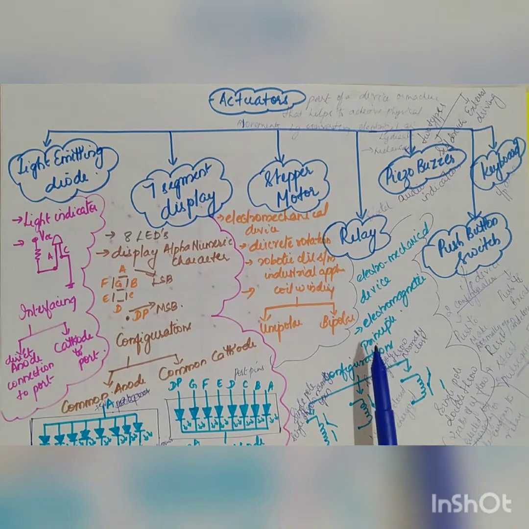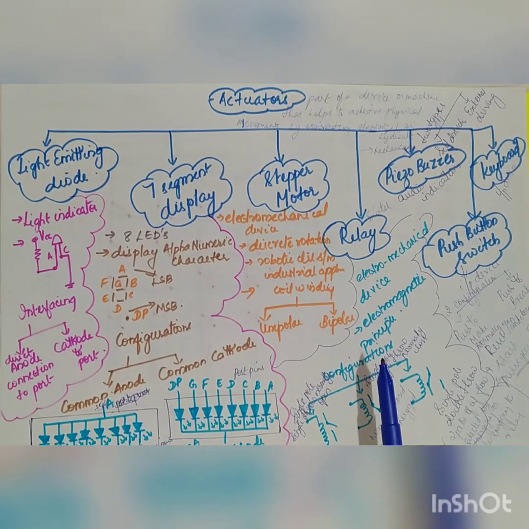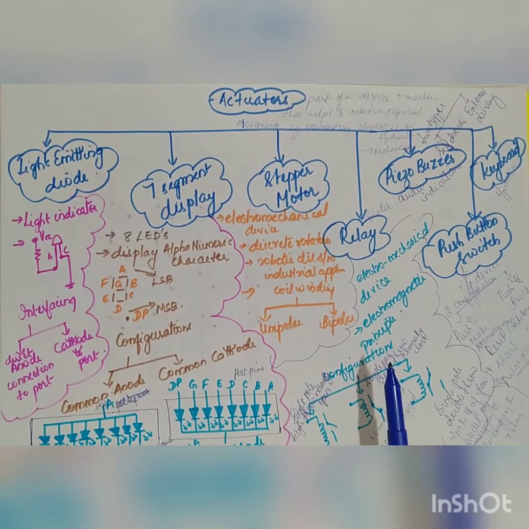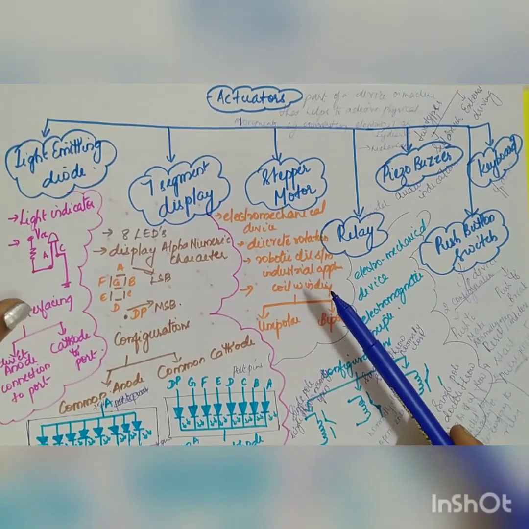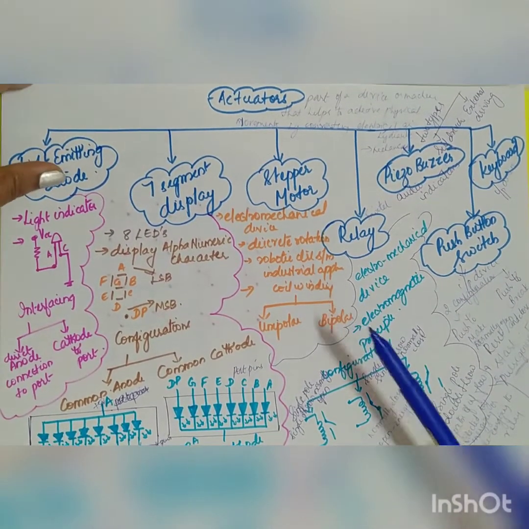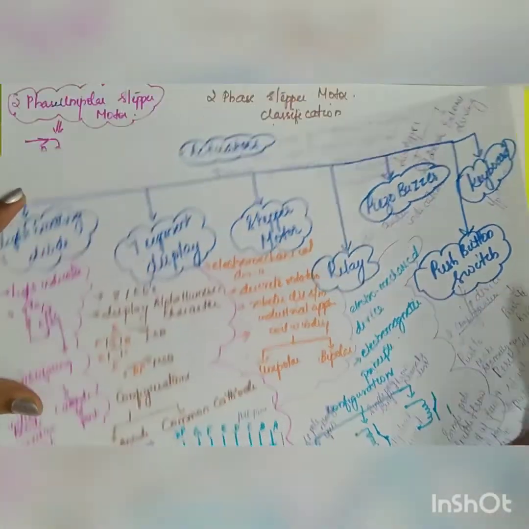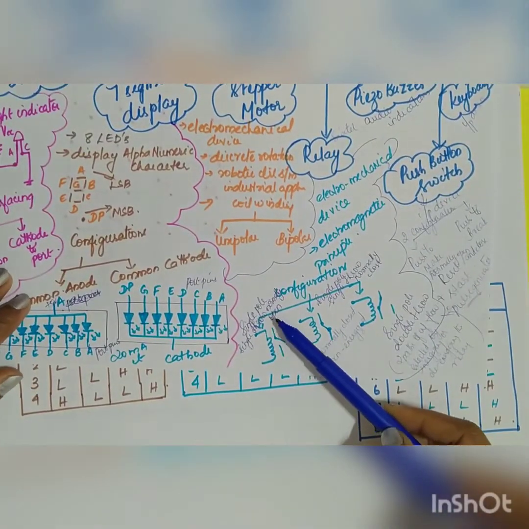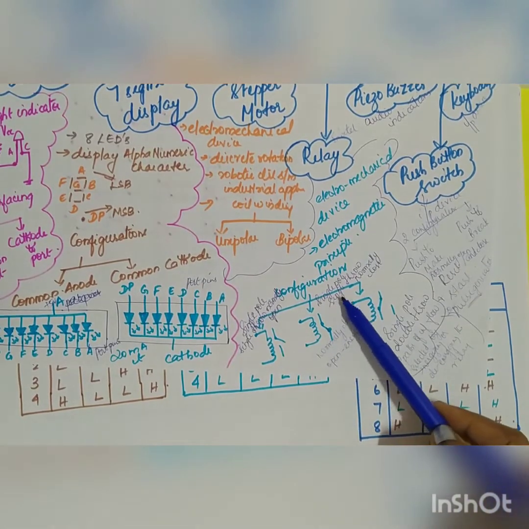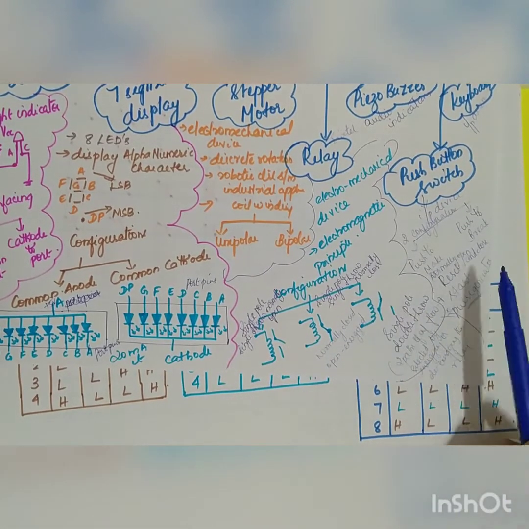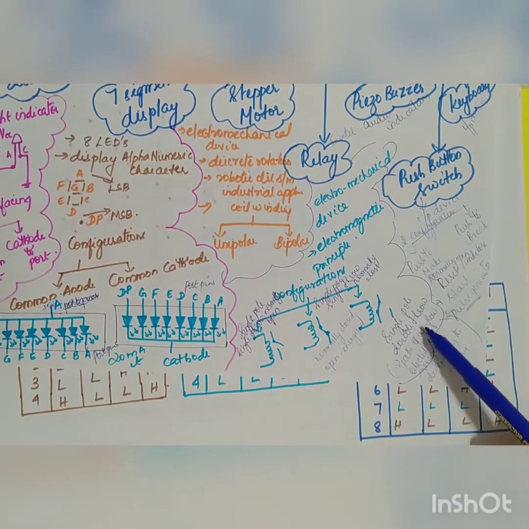When voltage is applied to the relay coil, the current flows through the coil, which in turn generates a magnetic field. Basically it is divided into three different configurations: single pole single throw normally open, single pole single throw normally closed, and the third one, single pole double throw.